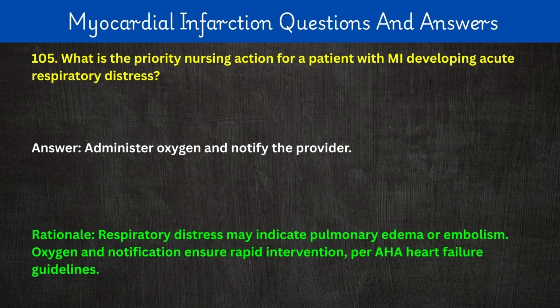105. What is the priority nursing action for a patient with MI developing acute respiratory distress? Answer. Administer oxygen and notify the provider. Rationale. Respiratory distress may indicate pulmonary edema or embolism. Oxygen and notification ensure rapid intervention, per AHA heart failure guidelines.